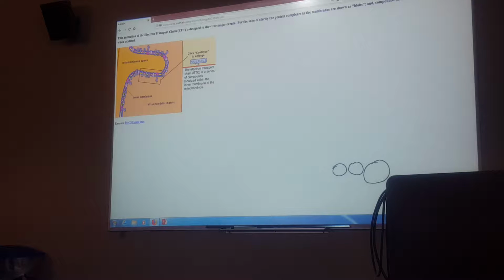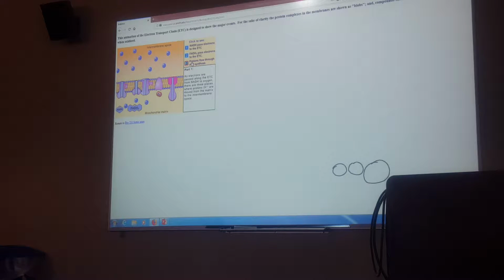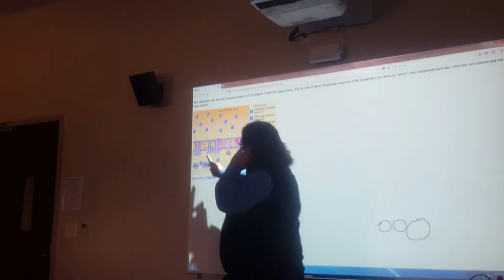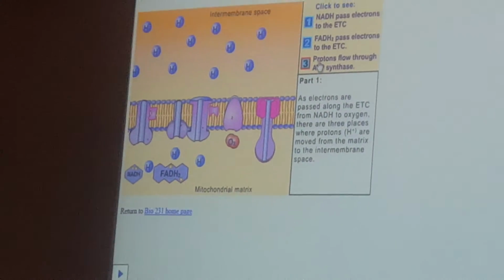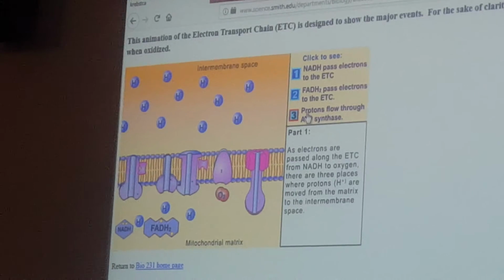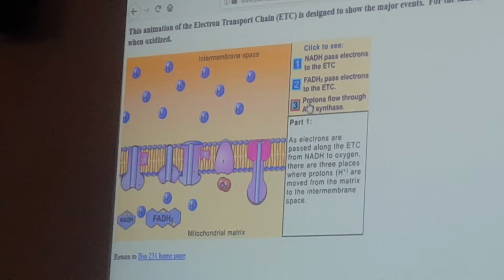Intermembrane space, intermembrane mitochondrial matrix. Okay, I'm going to continue. Zooming down in. Look familiar? Our membrane-bound proteins. What's this one right here at the end? It's the ATP synthase, right? You see our NADHs, our FADHs. See what happens now.